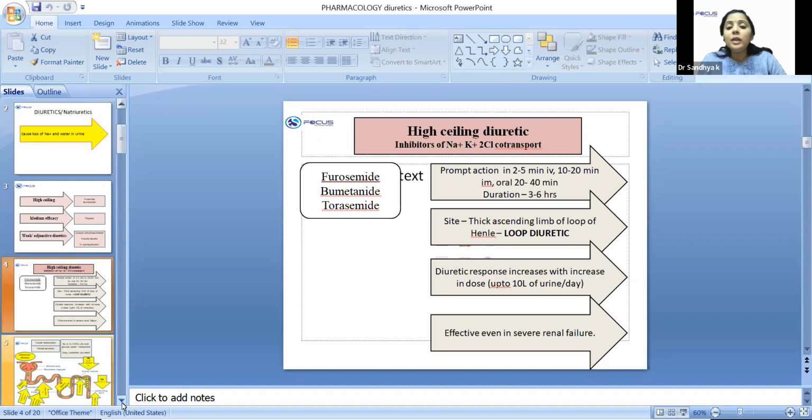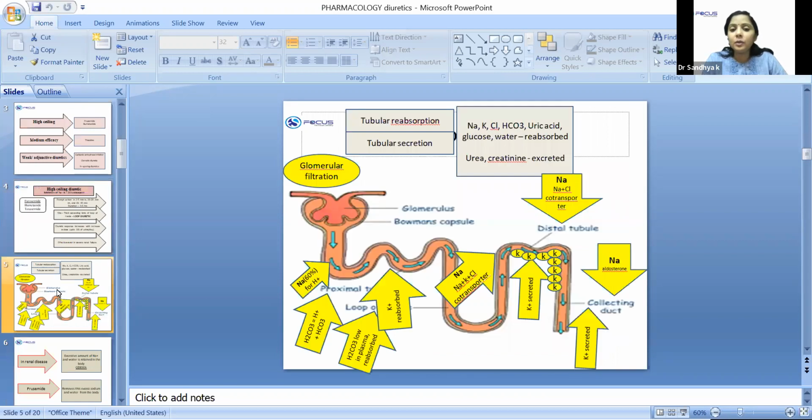Now let's see what the actions of furosemide at the nephron are. But before going to that, we have to know what is happening at the nephron, a little bit of physiology. Only then will you understand what furosemide is doing there.